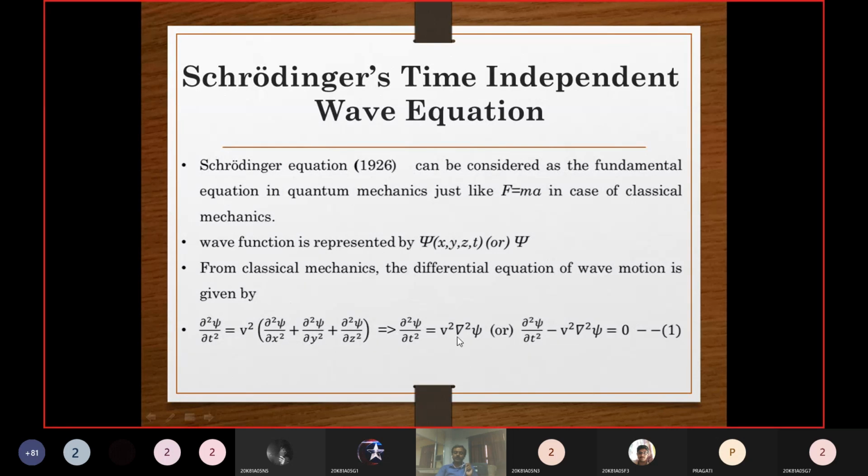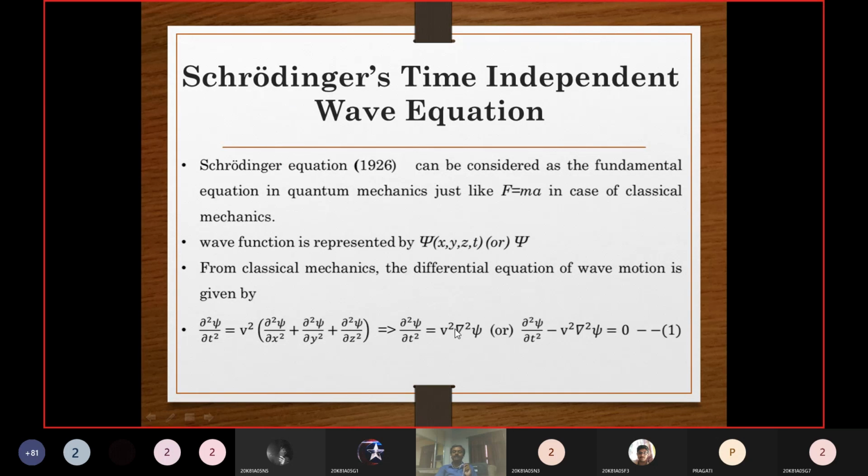If you take only the x-axis, this equation will be ∂²ψ/∂t² = v² ∂²ψ/∂x². If you take three dimensions, the equation will be like this. If you simplify it, instead of ∂²ψ/∂x², ∂²ψ/∂y², ∂²ψ/∂z², we can write del square psi.